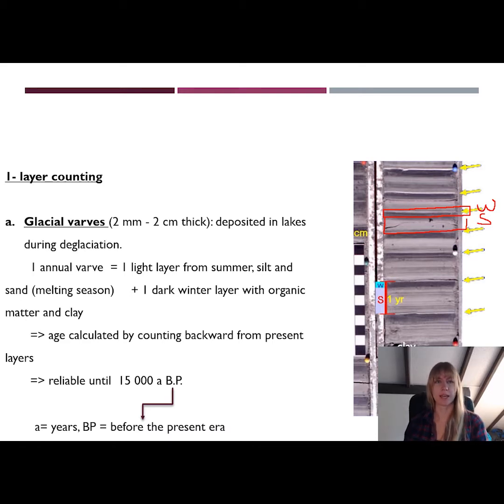So your age is calculated by counting backwards from the present, which basically is going to be the top of the silt layer. And this is reliable up until about 15,000 before the present era.